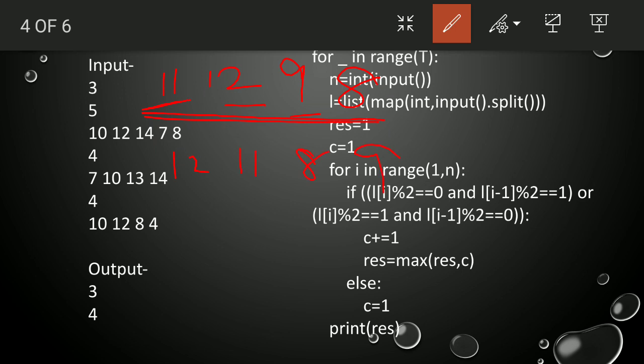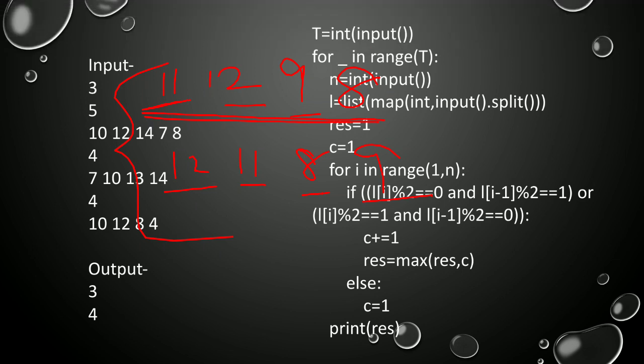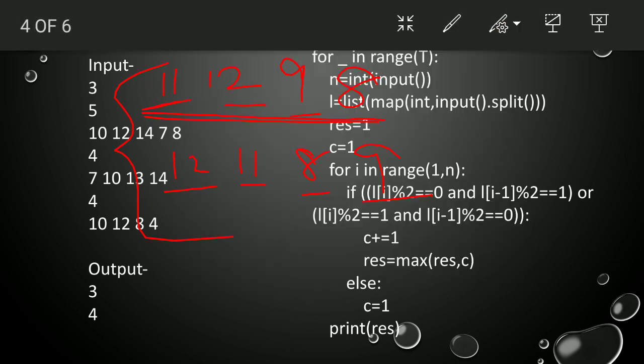So this is even, odd, even, and then odd. Okay, so we need to find the length of the longest substring of even and odd. See here, in this example, we have taken the size as 5, and the elements 10, 12, 14 and 7.